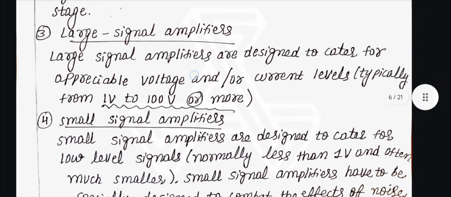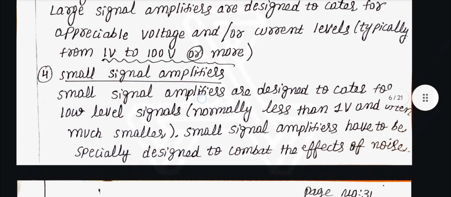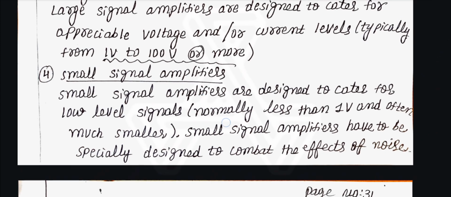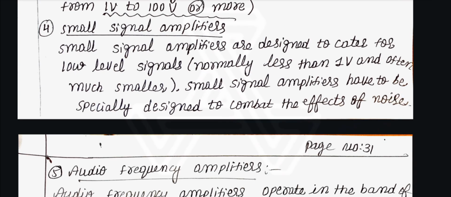Large signal amplifiers are designed to cater for appreciable voltage and/or current levels, typically from 1 volt to 100 volts or more. Small signal amplifiers are designed to cater for low level signals, normally less than 1 volt and often much smaller. Small signal amplifiers have to be specially designed to combat the effects of noise.